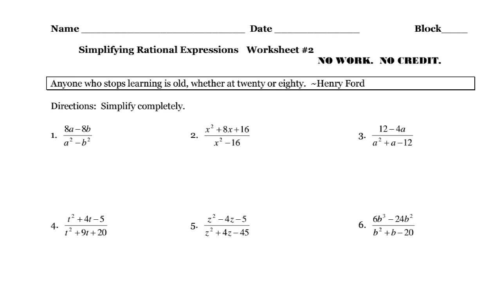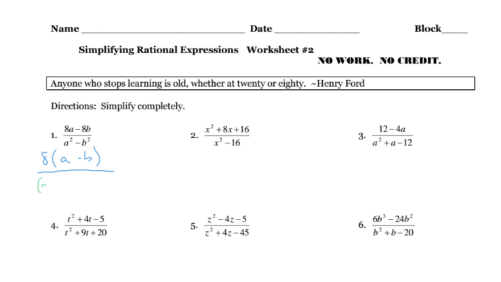So let's just look at the top. 8a minus 8b has a greatest common factor of 8. So we're going to factor out that 8 and leave behind a minus b. Awesome. So we just factored the top. The bottom, you should hear alarm bells in your head. There's squares, a squared and b squared, and they have a subtraction between them. So that's a difference of squares.